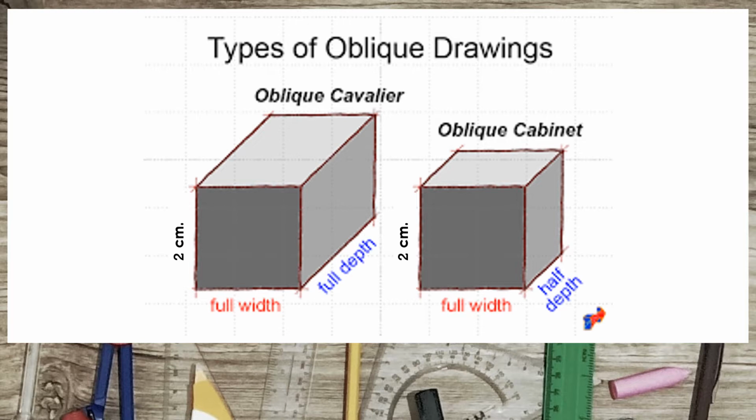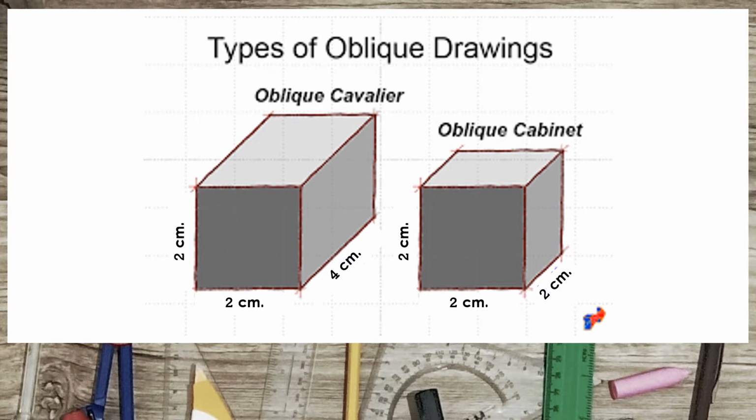For example, both have the same height, which is 2 centimeters. Both also have the same width, which is 2 centimeters as well, but their depth will be different. In a Cavalier oblique, full depth or the true dimension will be used, which is 4 centimeters, while in a Cabinet oblique, the given dimension will be halved, which means 4 centimeters will be 2 centimeters in an oblique drawing, because 2 is half of the 4 centimeters.